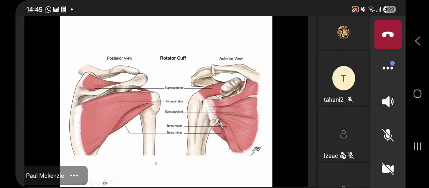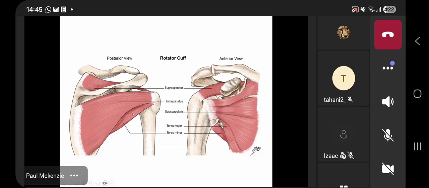This one here shows you the rotator cuff. So again, this is the back of the right shoulder. This is the front of the right shoulder, showing you the rotator cuff muscles. So you have the supraspinatus, supra meaning above, and it's the spine of the scapula. So this is the spine of the scapula here. The supraspinatus is above the spine of the scapula. Infra is below. So this one is below the spine of the scapula, the infraspinatus.